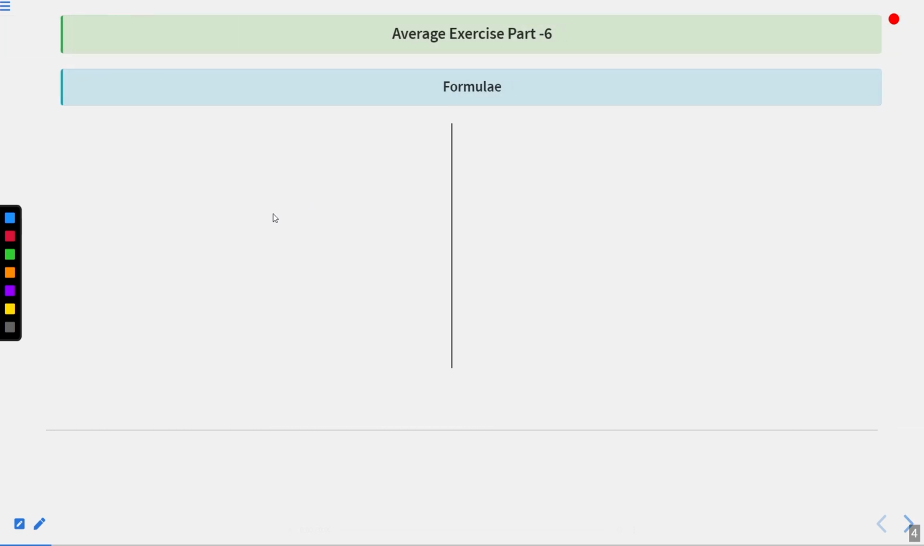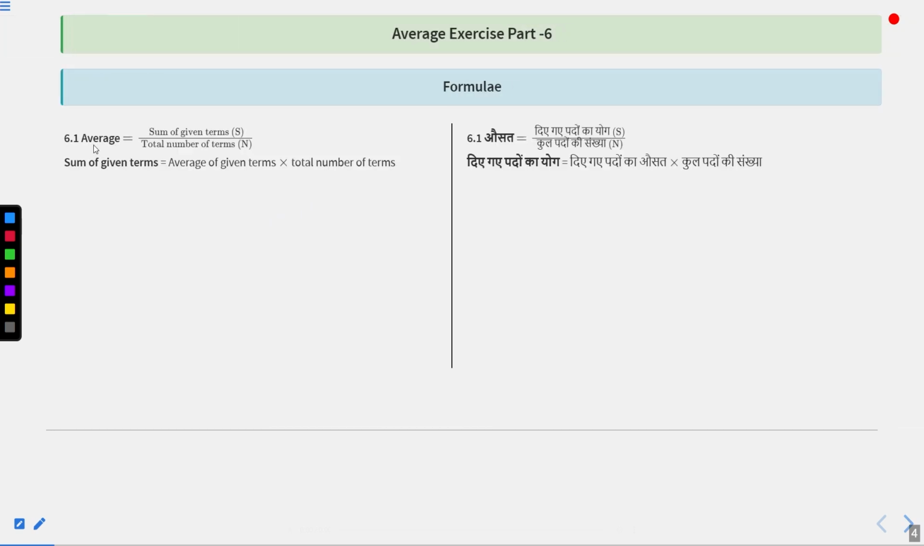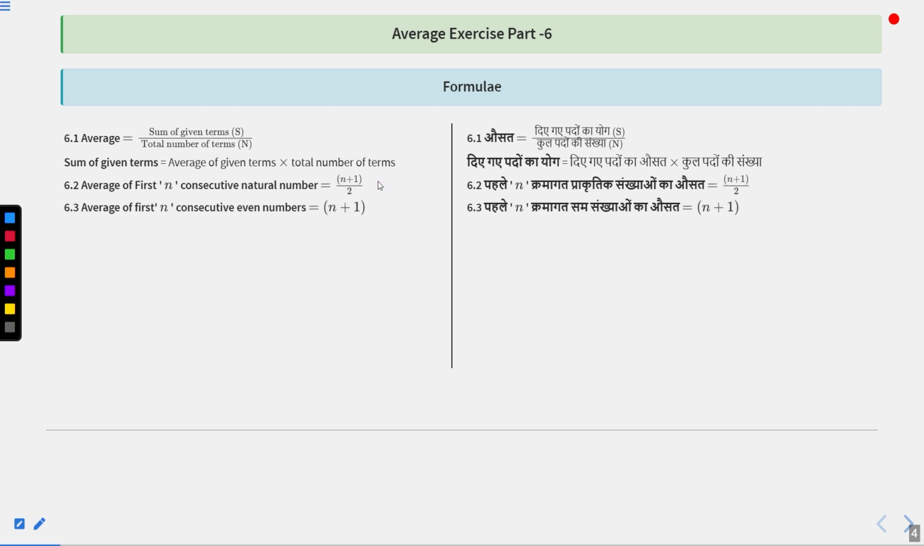Now see some formulas related to average. The first formula is average equals the sum of the given terms upon the total number of terms. So if we need to calculate the sum of the given terms, we can use the average of the given terms multiplied by the total number of terms. Next, the average of first n consecutive natural numbers is (n plus 1) by 2. In the same way, the average of first n consecutive even numbers is n plus 1. The average of first n consecutive odd numbers is n.